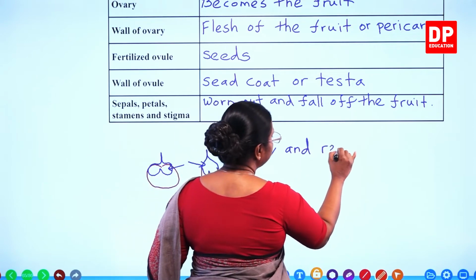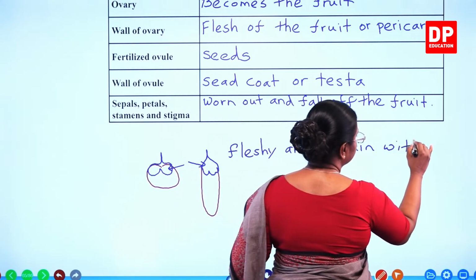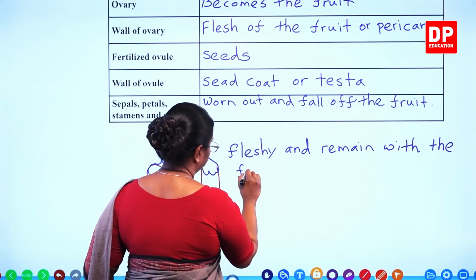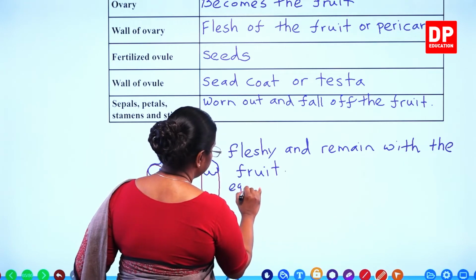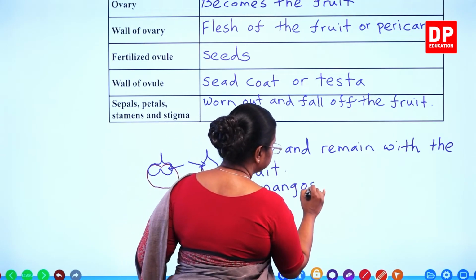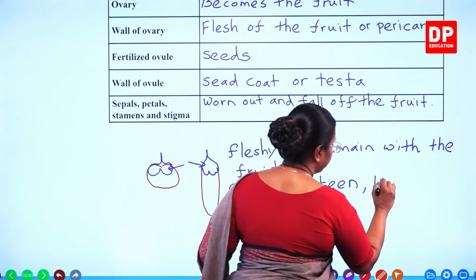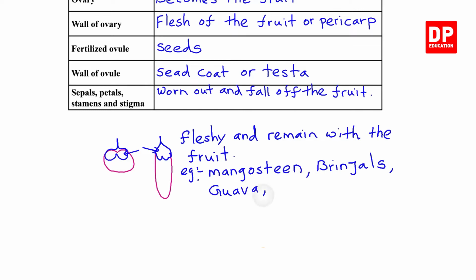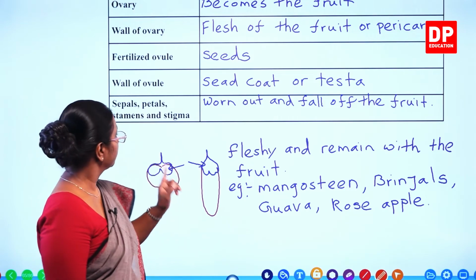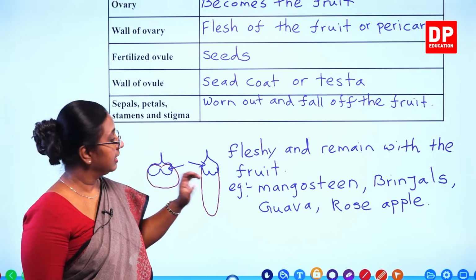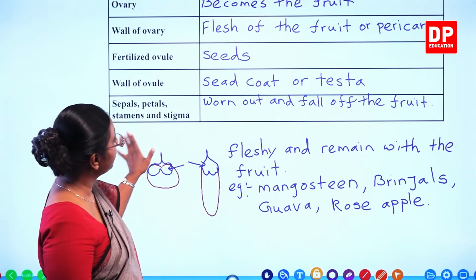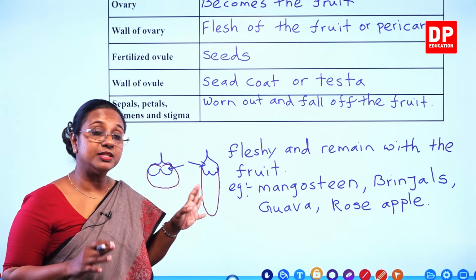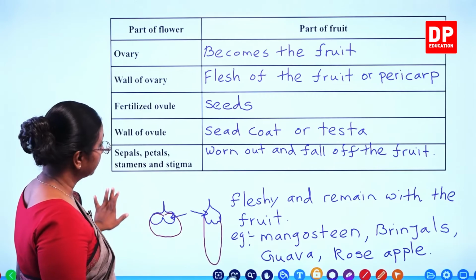and remain with the fruit. So examples are mangosteen, then we have brinjals, even guava and rose apple. In all these, you have this fleshy structure, which is either the sepal or the petals. They become fleshy and remain with the fruit. Otherwise, normally they are worn out and fall off the fruit. They are not there with the fruit. So you have to remember these, students.